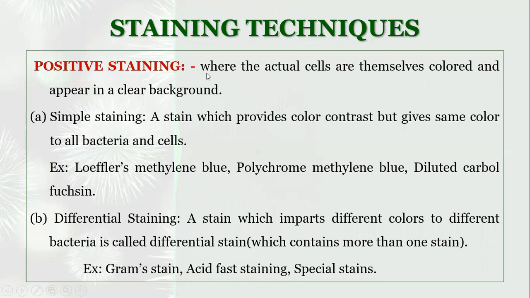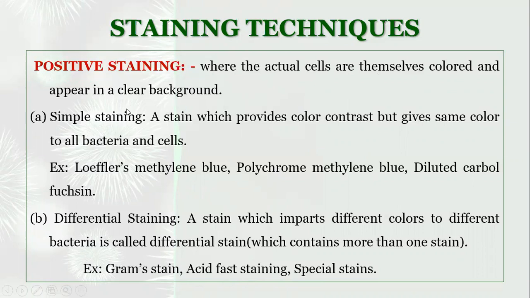Now, the staining techniques are of two types, positive staining and negative staining. Positive staining imparts color to the cell components. In negative staining, the cell components cannot take up the dye, so the stain creates a dark background. In the midst of the dark background, the lighter bodies of organisms are seen. In positive staining, the actual cells are themselves colored and appear against a clear background.